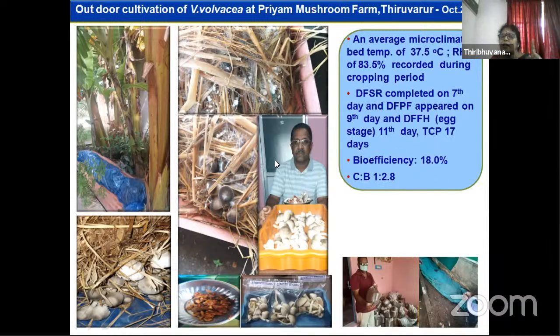And he's a proprietor of Priyam Mushroom Farm. He has sold this mushroom as an elite mushroom for about 200 rupees per kg. And he could get a cost benefit ratio of 1:2.8, which is really remarkable, because in oyster also we get only 1:3.2, not more than that. And we can see that within a short cropping cycle it's possible.